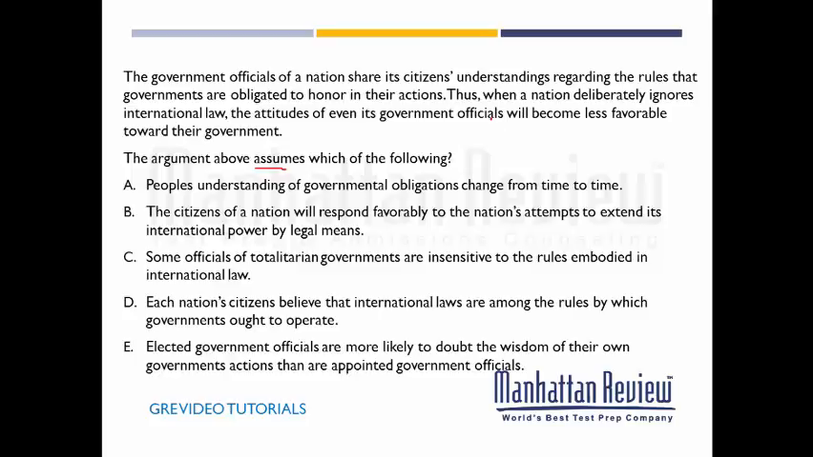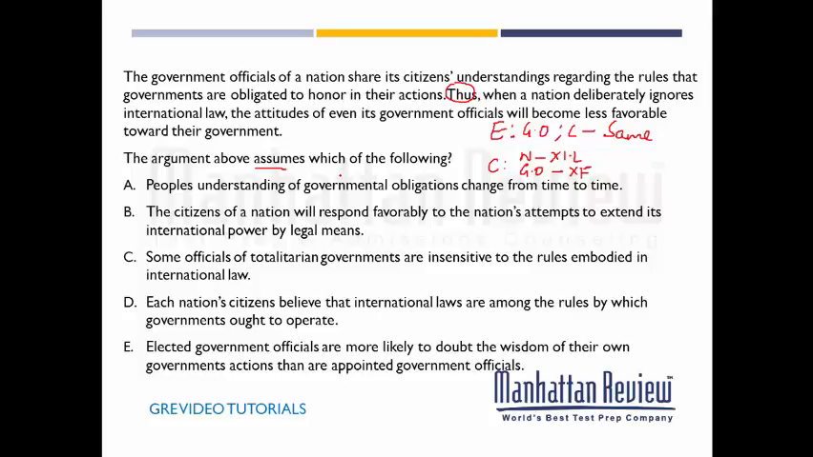Now, the evidence in this argument says that the government officials and the citizens have the same understanding regarding the rules the government are obligated to honor in their actions. Now we see a conclusion indicator word, thus. What is the conclusion? If a nation ignores international law, the attitude of the government officials becomes less favorable towards their government.